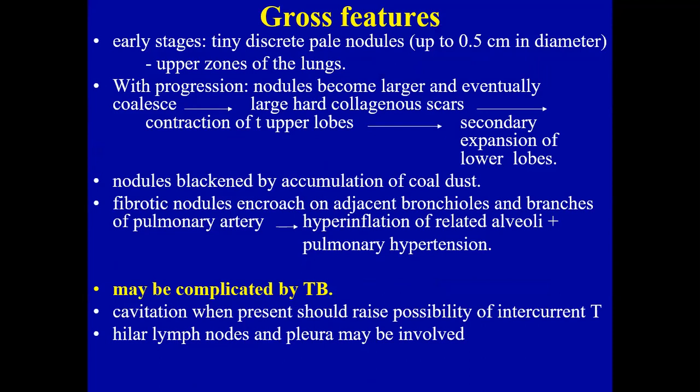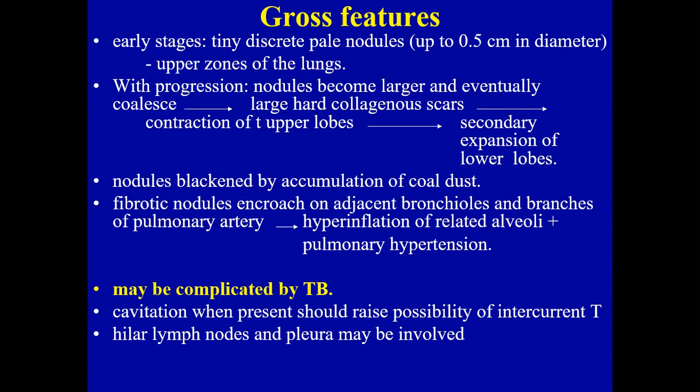A gross feature, in the early stage, there is tiny discrete pale nodules up to 0.5 cm in diameter in the upper zone of the lung. With the progression, these nodules become larger and coalesce together, forming a collagenous scar with the contraction of the lobe of the lung, mostly upper lobe, and leading to the secondary expansion of the lower lobe. These nodules blackened by accumulation of coal dust, and the fibrotic nodule encroach on adjacent bronchioles and branches of pulmonary artery, lead to the hyperinflation of the related alveoli and pulmonary hypertension.